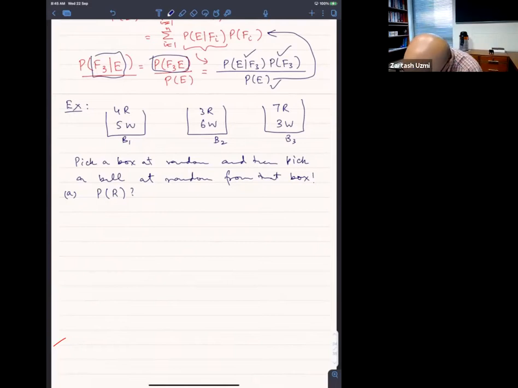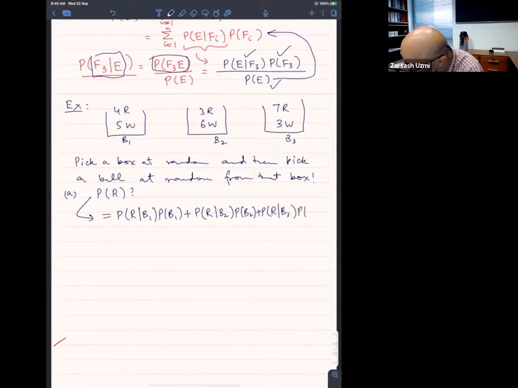So probability of red is found by conditioning on which box was selected. This equals, again by the partition, probability of red given box 1 into probability of box 1, plus probability of red given box 2 into probability of box 2, plus probability of red given box 3 into probability of box 3.